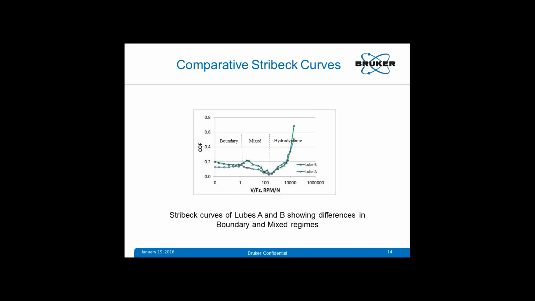Say for instance here, we have two lubricants, lube A and lube B. Lube A shows lower coefficient of friction in boundary and mixed regions compared to lube B. But in hydrodynamic regions, they are almost similar. So lube A will definitely perform better than lube B in boundary or mixed regimes of lubrication.